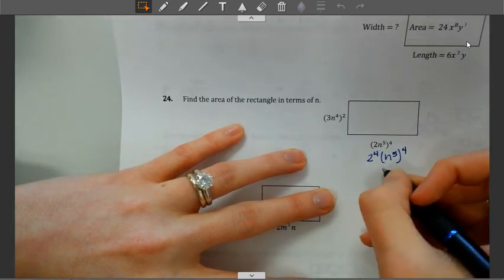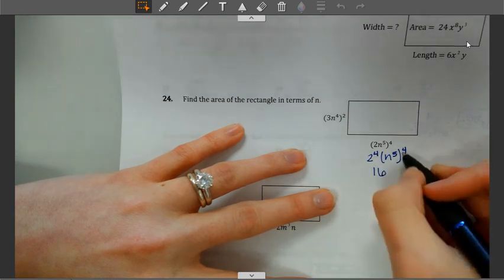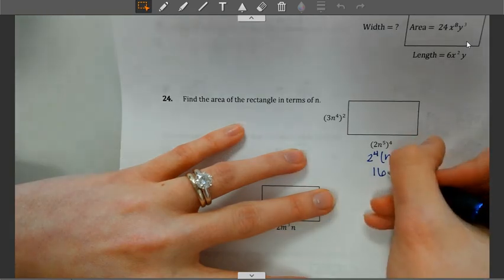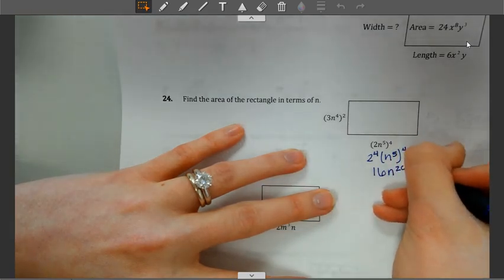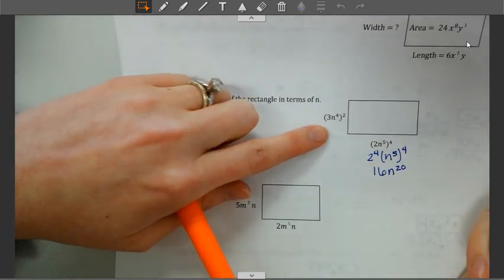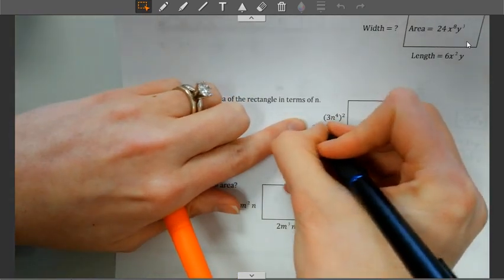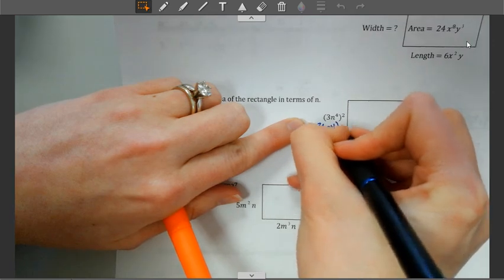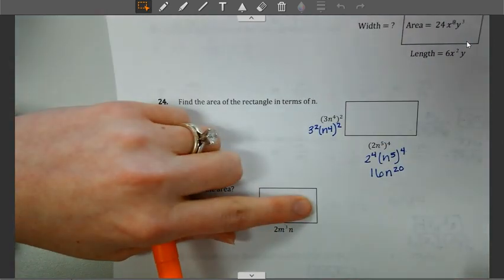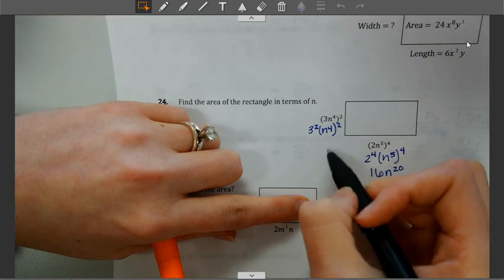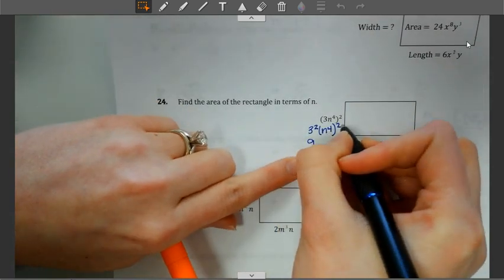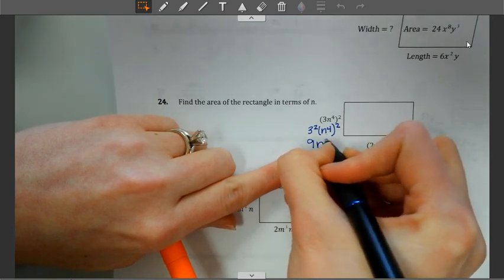Well, 2 to the power of 4 is 16. When you have an exponent raised to another exponent, we multiply them. 5 times 4 is 20. So this is 16n to the 20th. Same thing for our width. I'm going to do 3 squared, distribute out that exponent. And then we have n to the 4th raised to the exponent of 2. An exponent raised to an exponent, we multiply the exponents. 3 squared is 9. N to the 4th raised to the power of 2 would be n to the 8th.